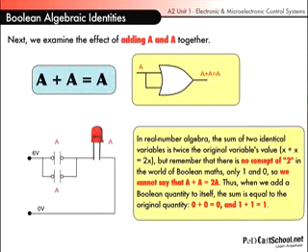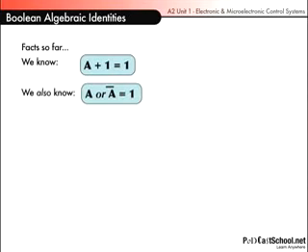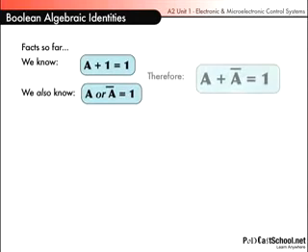Okay? So these are the facts so far. We know that A ORed with a 1 gives us a 1. And we also know that A OR A bar, and remember A bar is the complement of A, equals 1. Okay? So by putting both of those together, we can deduce that A ORed with A bar must equal 1. So imagine, for example, A were a 0, then A bar would have to be a 1. And we know that anything ORed with a 1 gives us a 1.